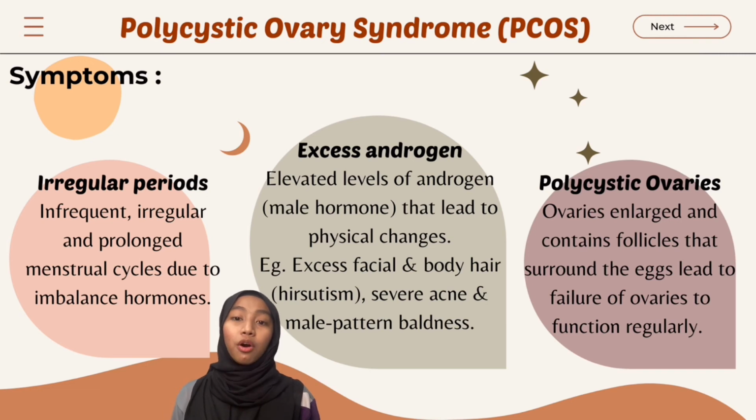Androgen is the male hormone, and the elevated levels of this hormone will result in physical changes such as excess facial and body hair, or we call it hirsutism, occasionally severe acne, and male pattern baldness. Finally, polycystic ovaries. Ovaries will enlarge and contain follicles that will surround the eggs. This situation could lead to the failure of ovaries to function regularly.